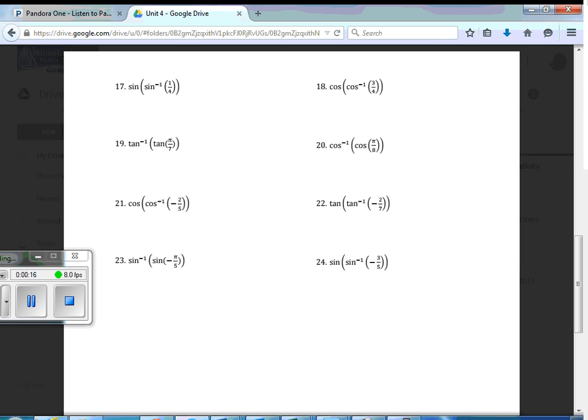Cell phones, they should be gone. There's a couple of them out. Only a couple. All right, good.